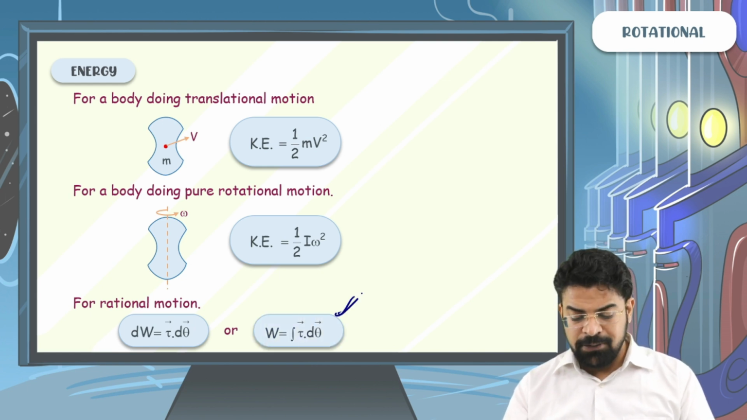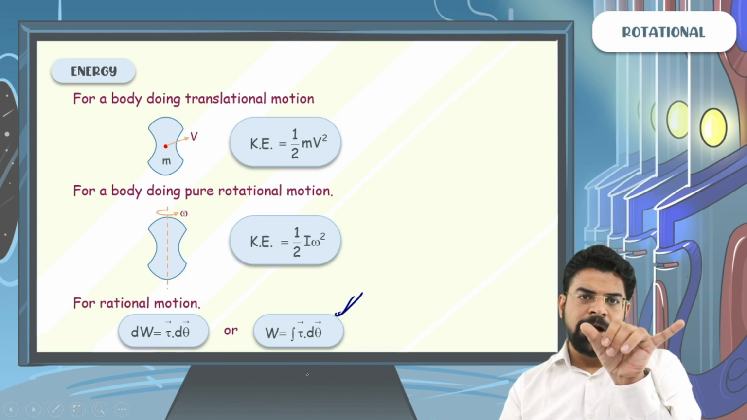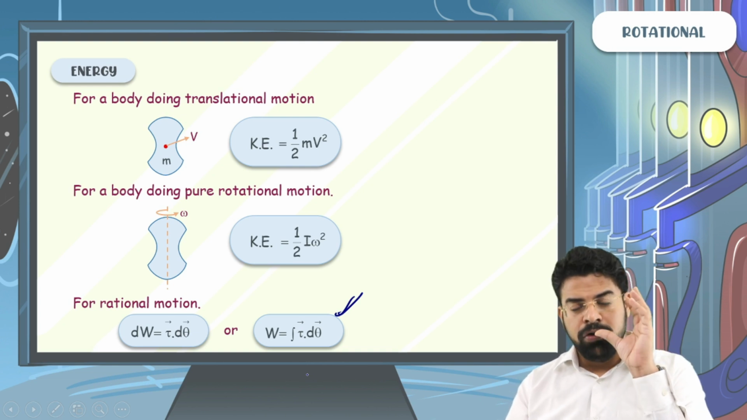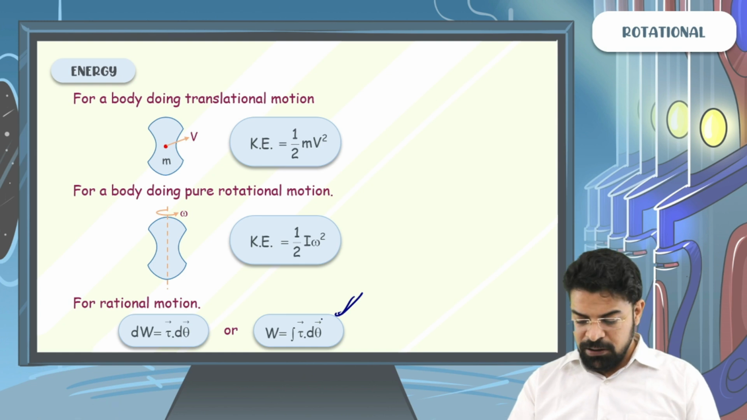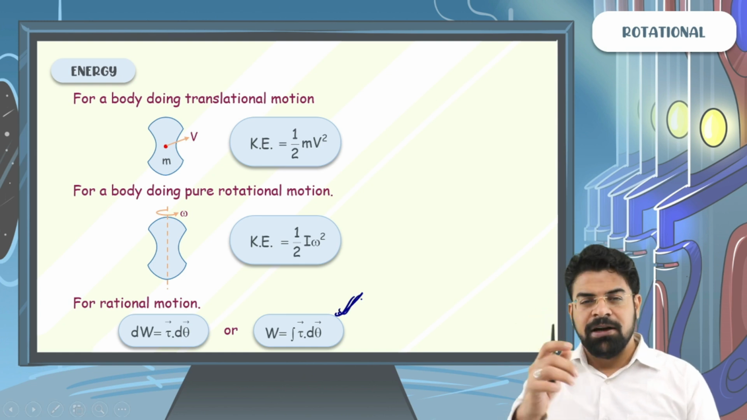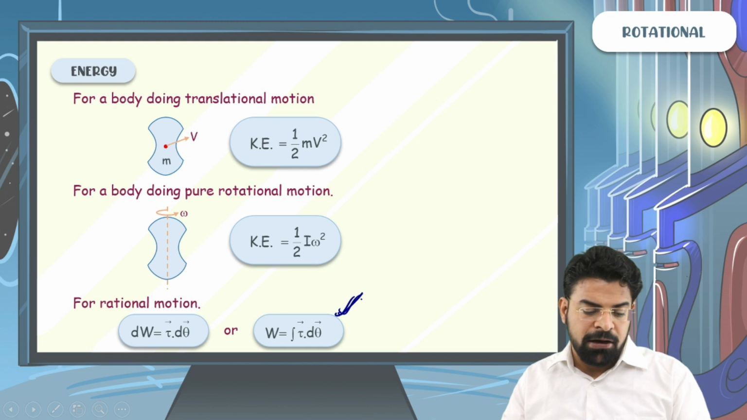I will use this somewhere in magnetism, that the work done by magnetic force equals the torque because of the magnetic field multiplied by the angle rotated. Integration of torque multiplied by the angle rotated.